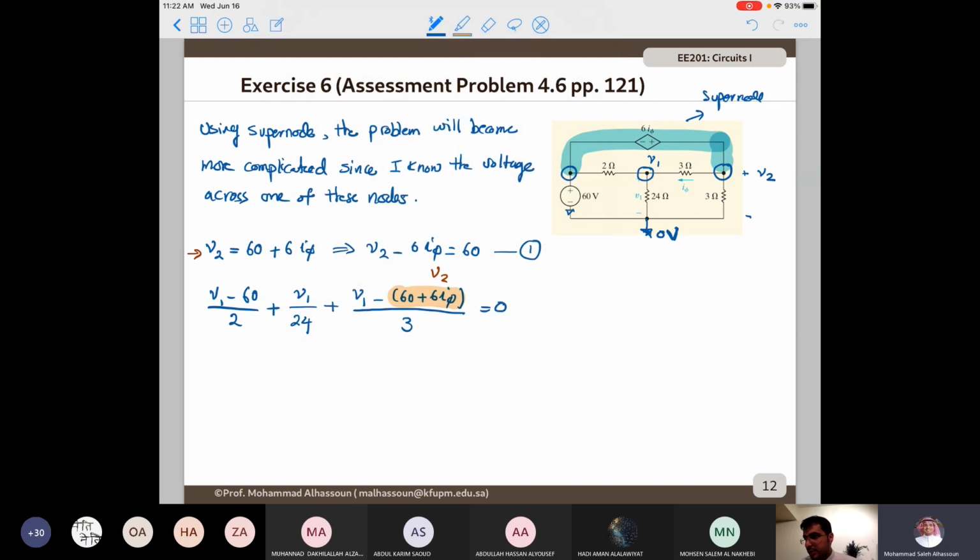Okay, so now if I simplify the equation, we'll end up with 1 over 2 plus 1 over 24 plus 1 over 3 V1 plus 0 V2 minus 2. I wrote 0 V2 just for simplicity, I can ignore it, equals 50. So this is the first equation. So this is the second equation.